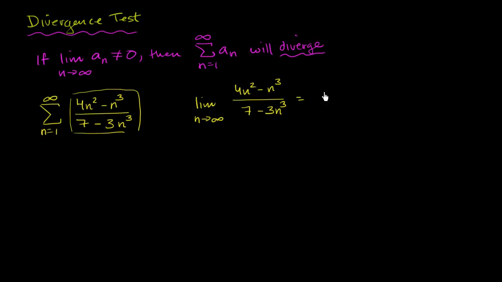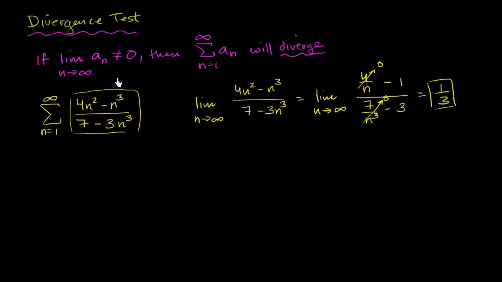Or we could do this a little bit more systematically. For the limit as n approaches infinity, we can divide both the numerator and the denominator by n to the third. So if we divide the numerator by n to the third, the first term is going to be 4 over n, minus 1, and the denominator is going to be 7 over n to the third minus 3. And here it becomes clear: the limit as n approaches infinity of 4 over n is going to go to 0, and 7 over n to the third is going to go to 0. And so you're going to be left with negative 1 over negative 3, which is equal to 1/3.